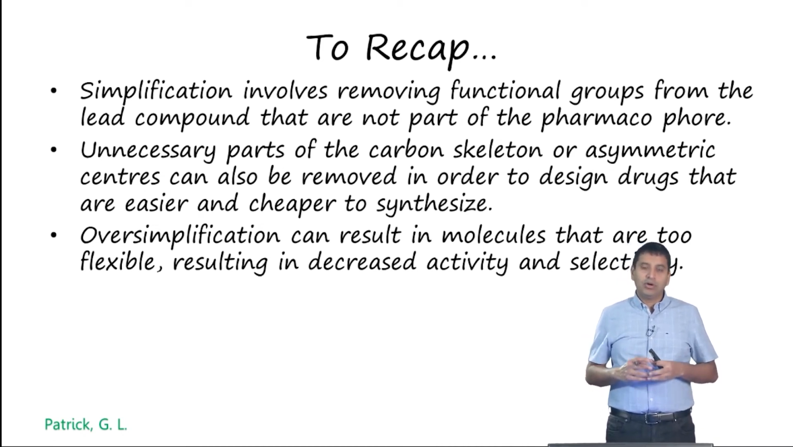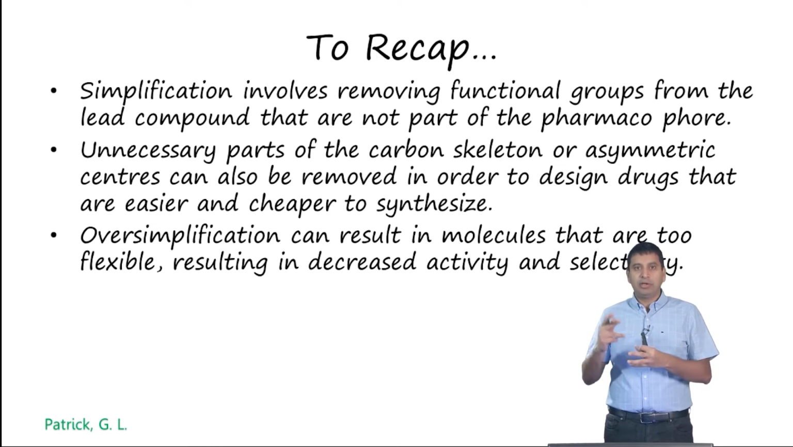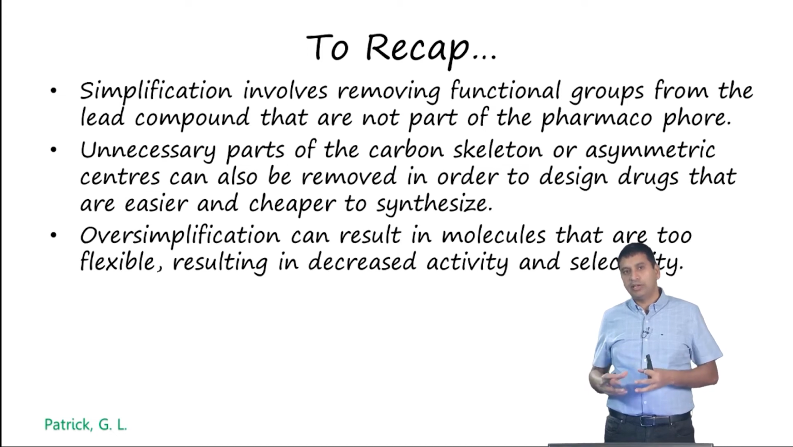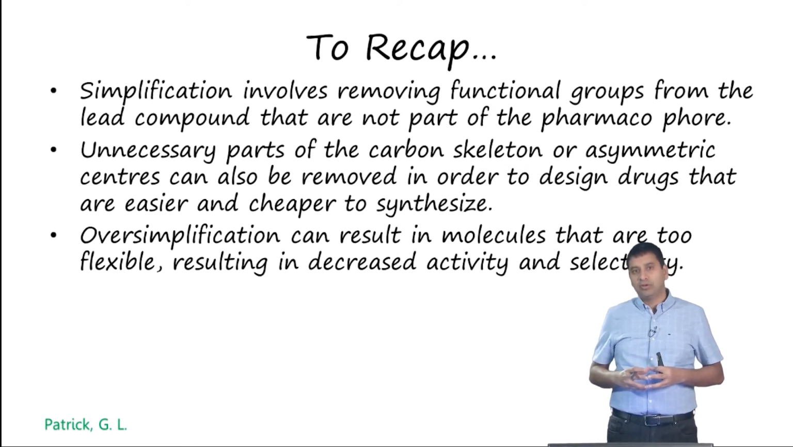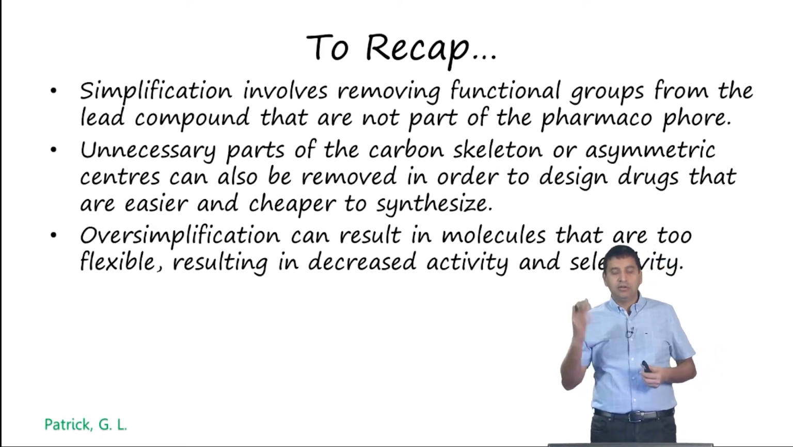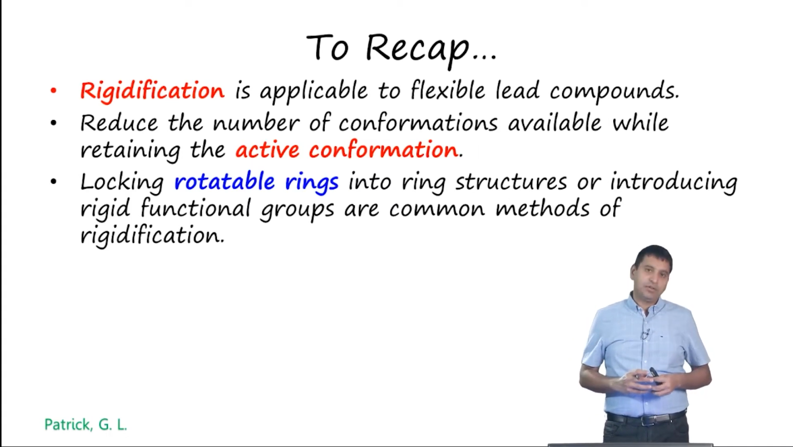So here what we need to identify is to see what the major aspects of the pharmacophore are, and then we can one by one chop the regions which are not necessary. So these could be not so useful parts of the carbon skeleton. They can also be asymmetric centers which can be removed because it's easier to synthesize these compounds. However, one must be cautious that oversimplification can result in molecules that are too flexible, which will result in decreased activity and selectivity.